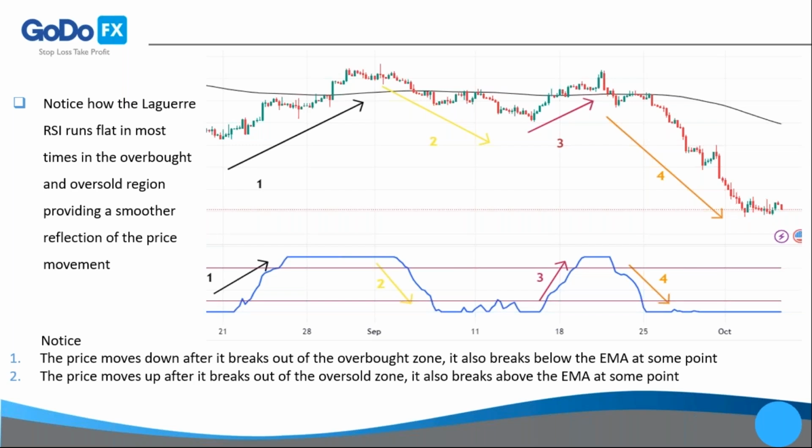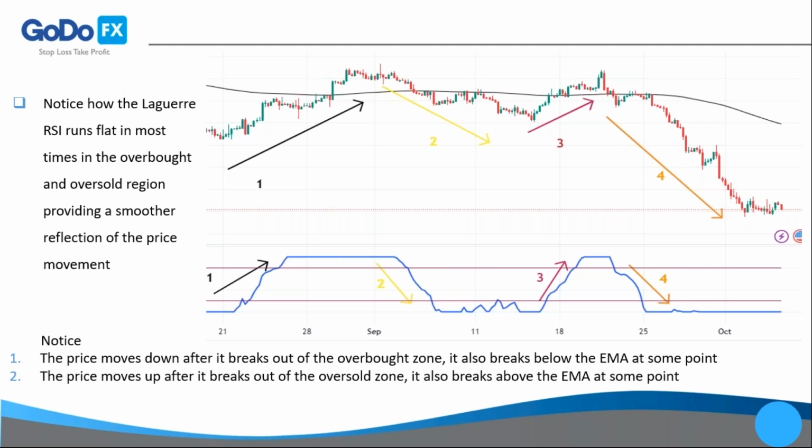We can also notice that the price moves down after it breaks out of the overbought zone. It also breaks below the AMA at some point. Also, the price moves up after the Laguerre RSI breaks out of the oversold zone, and the price also breaks above the AMA at some point.